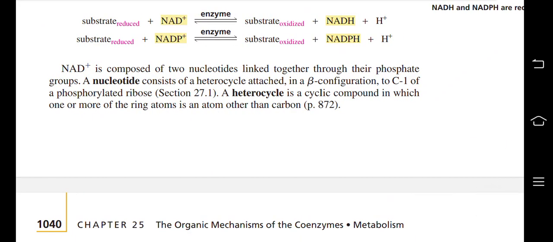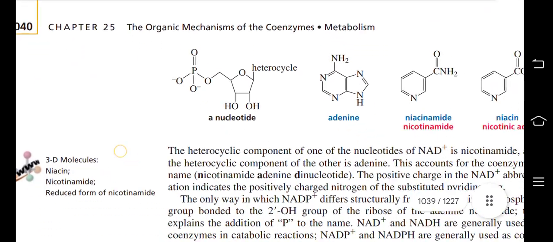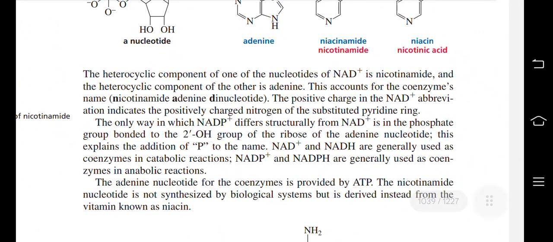NAD+ is composed of two nucleotides linked together through their phosphate groups. A nucleotide consists of a heterocycle attached in a beta configuration to C1 of a phosphorylated ribose. A heterocyclic compound is a cyclic compound in which one or more of the ring atoms is an atom other than carbon. The heterocyclic component of one of the nucleotides of NAD+ is nicotinamide, and the heterocyclic component of the other is adenine. This accounts for the coenzyme's name.